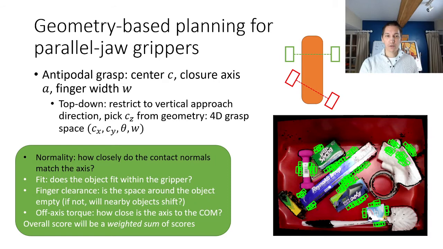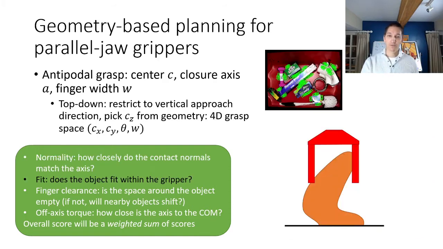So in terms of scoring criteria, I want to think about the normality of the two fingers compared to the object's geometry. So I want to match the outward normals of the object's geometry with the closure direction of my fingers as much as possible. So the green location here is a good grasp in terms of its normality. The red one is not. It's going to cause the object to turn as I close my fingers.